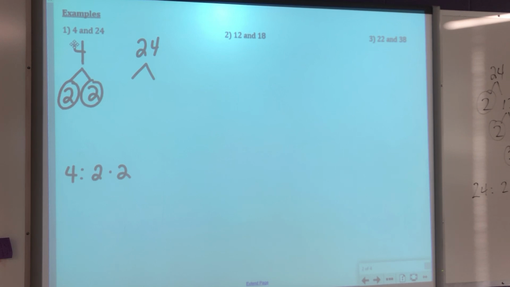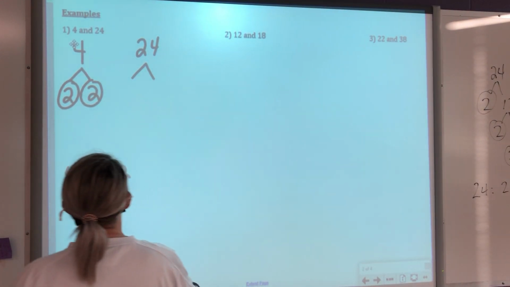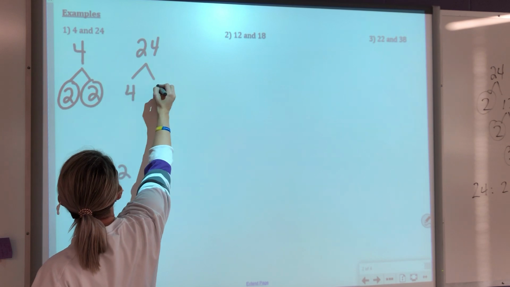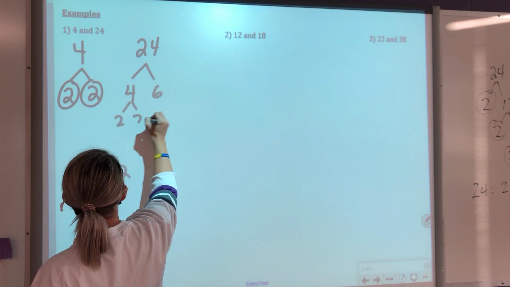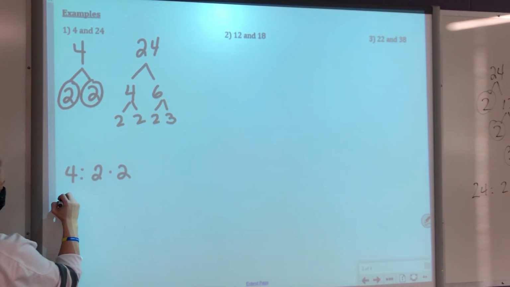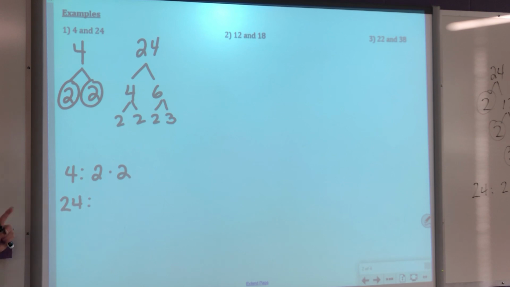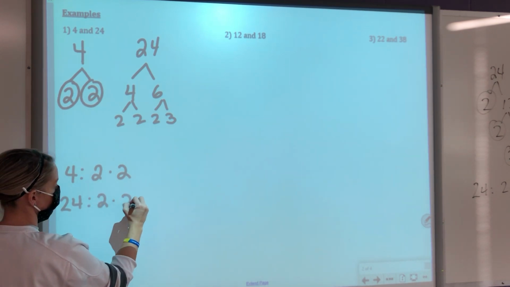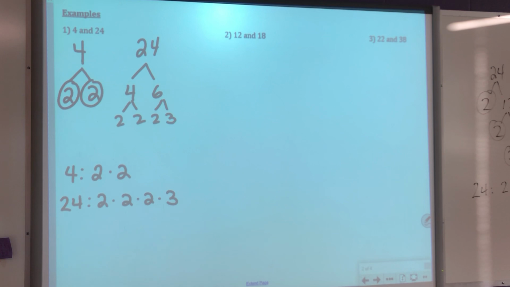So for 12, I can use 2 and 6 or 3 and 4. For 24, I can use 2 and 12, 8 and 3, 4 and 6. It does not matter what you choose. What matters is that you get the correct prime factorization. So for 24, I'm going to go with 4 and 6, 2 and 2, 2 and 3. Tucker asks, when we order them, do we go from least to greatest? Absolutely. So 2 times 2 times 2 times 3.